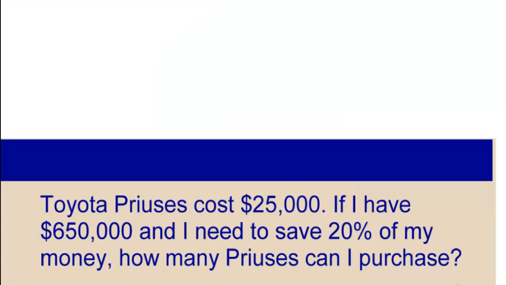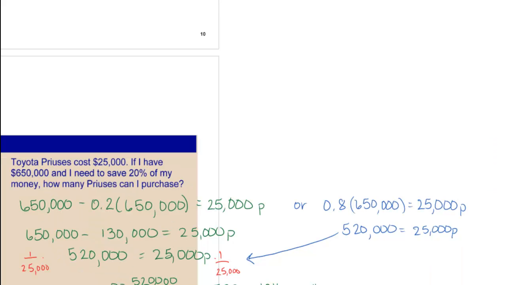Give this last problem a try. Remember to set it up as an equation. Since we could only spend 80% of the $650,000, and the reason I say 80% is that I have to save 20% of the amount of money I have. So I can set this up a couple of ways.